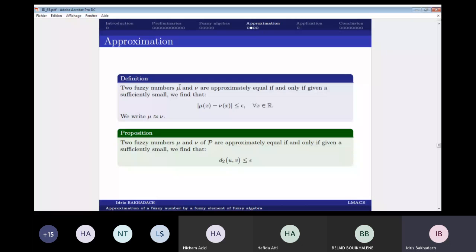So two fuzzy numbers u and mu of our algebra are approximately equal if we have the distance d2 between these two fuzzy elements less than epsilon.